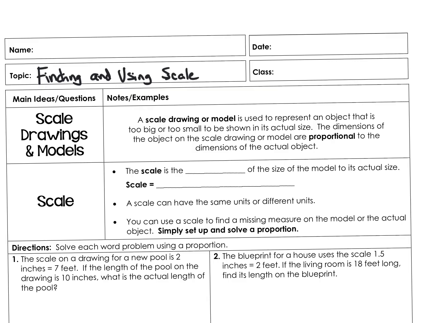So a scale drawing or model is used to represent an object that is too big or too small to be shown in its actual size. And the dimensions of the object on the scale drawing are proportional to the dimensions of the actual object. That's what helps it look real, because if it wasn't drawn to scale and it wasn't proportional, something about it would look off. So the scale is simply the ratio of the size of the model to its actual size. So we have model to actual, if you want to think about it.